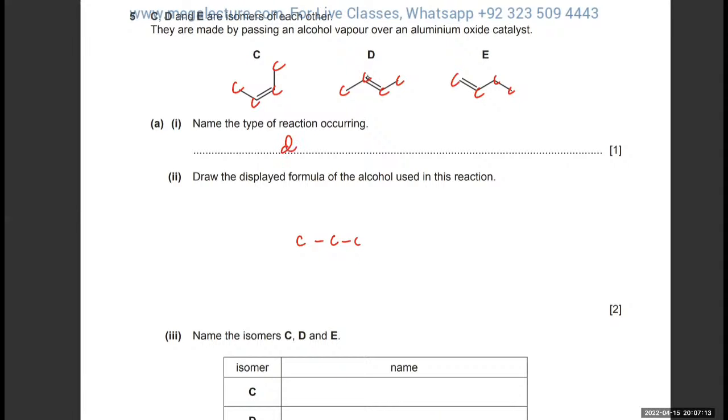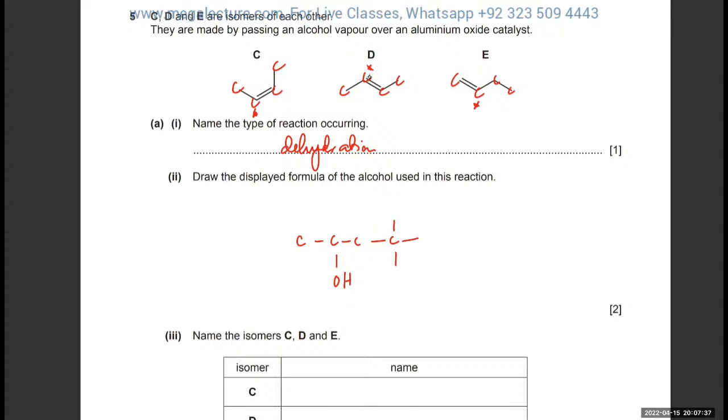Name the type of reaction. That's dehydration. The OH would be on this carbon atom because you're getting a double bond either on this side or on this side. So all these double bonds are around this carbon atom, the second one. Either it's on the left side or the right side.